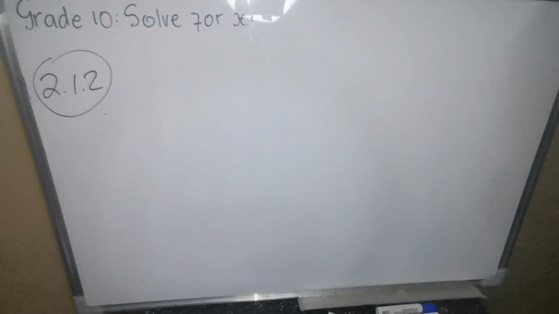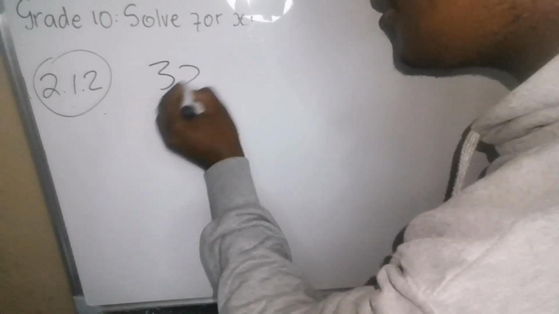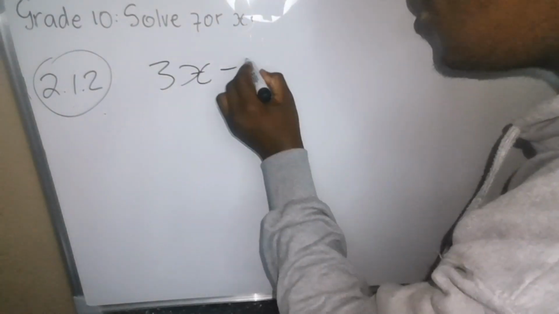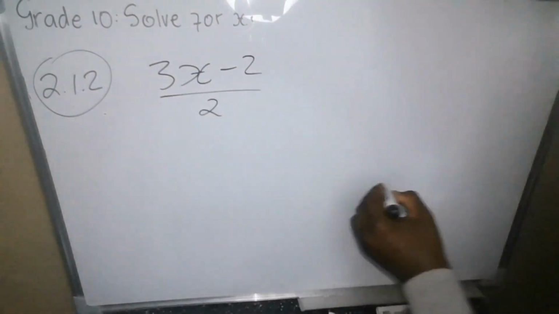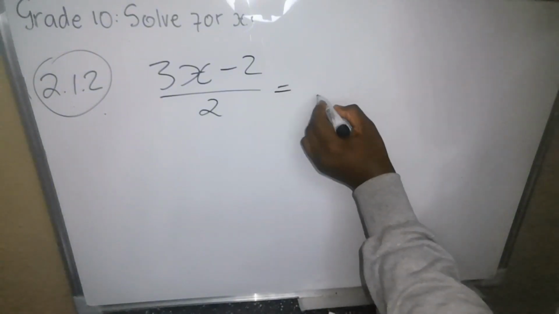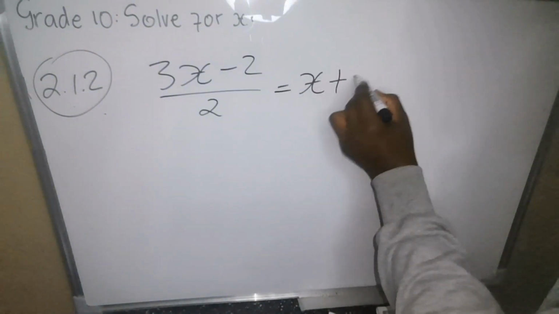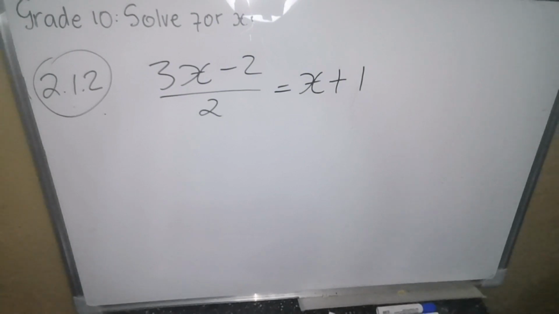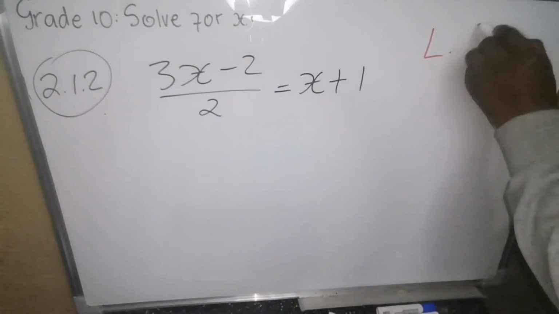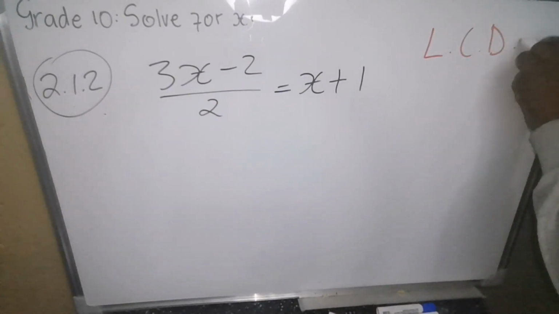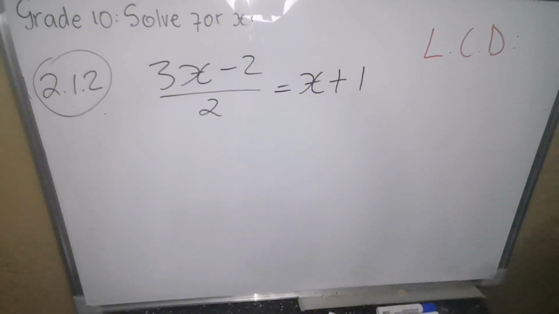2.1.2. It says that (3x - 2)/2 = x + 1. Now when you see fractions, you must think of what? Guys, when you see fractions, you must think of the lowest common denominator. You must focus on the denominators. Have a check. What are the denominators?